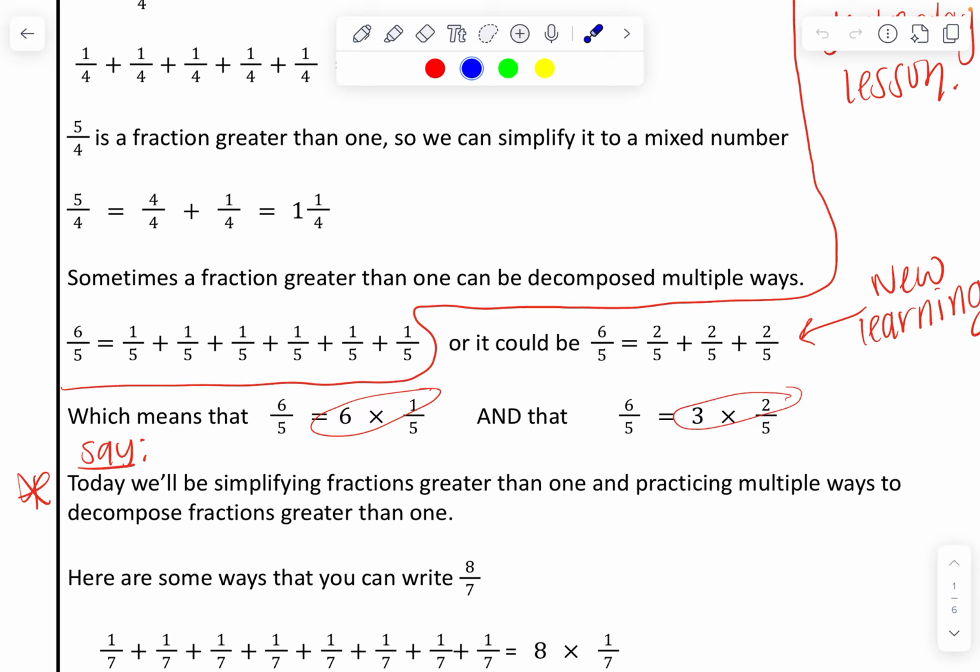If we're finding 6/5, we can also do 1, 2, 3 groups of 2/5. So these are not unit fractions. This is our new learning for the day, right? I see 3 groups of 2/5. And in adding these fractions, I'm only adding the numerators and keeping the denominators the same. So 2 plus 2 plus 2 gives me 6, 6/5. And so as a multiplication expression, this can be written as 3 groups of 2/5, or 2/5 times 3.